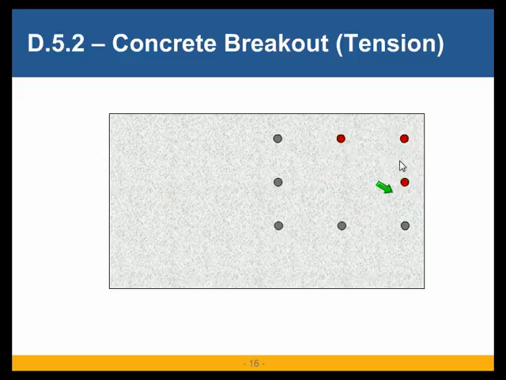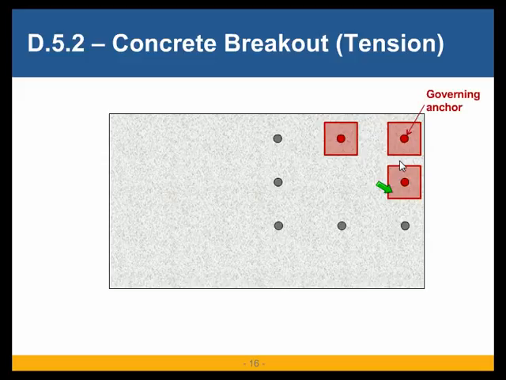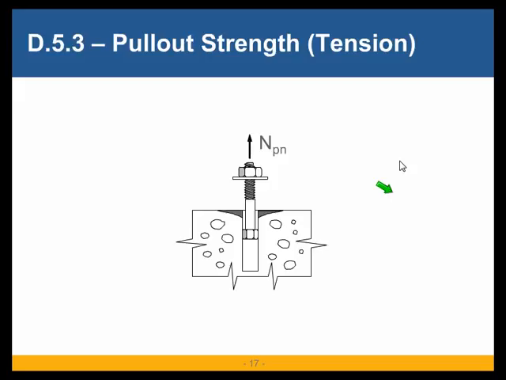And you could also have a situation where they are not overlapping at all in any direction. Then all of them are basically individual, and will undergo individual failures. And then again, this will definitely be the governing anchor because it has the highest amount of tension, and also it is very close to the two edges. And you know that the edge distance is important for concrete breakout.